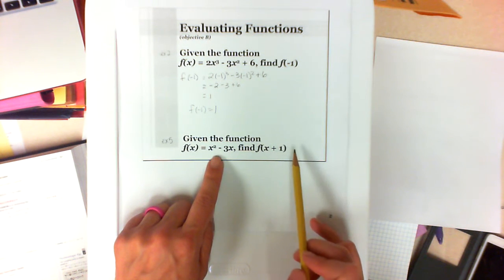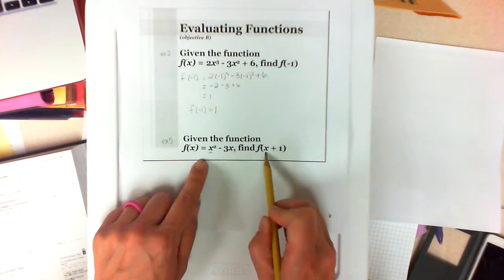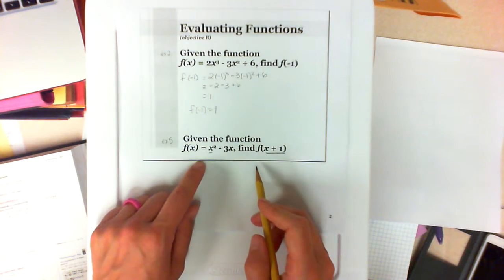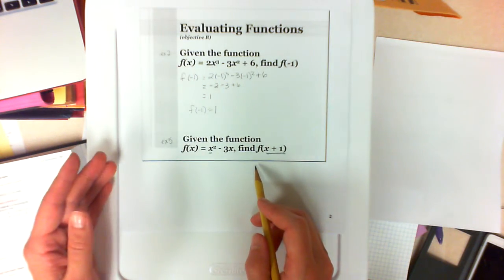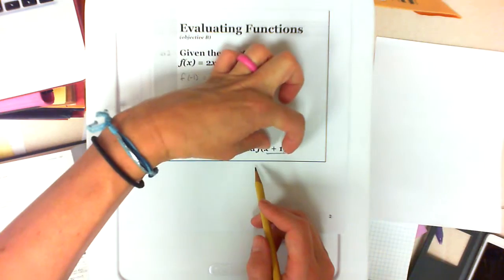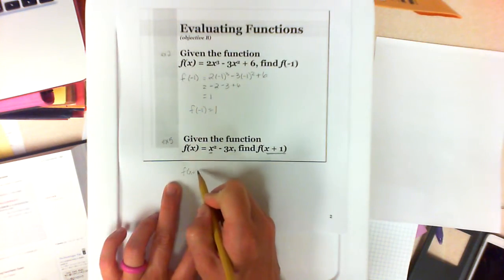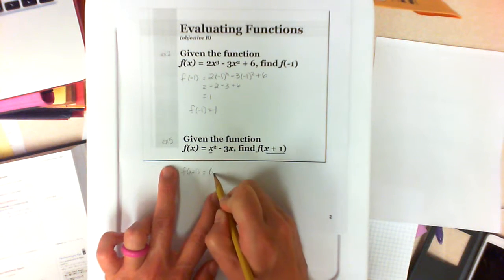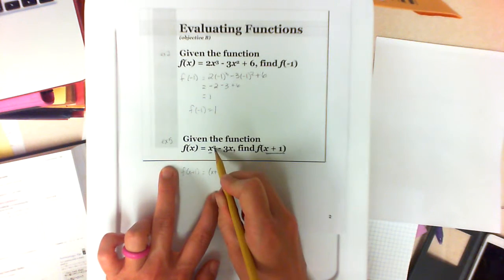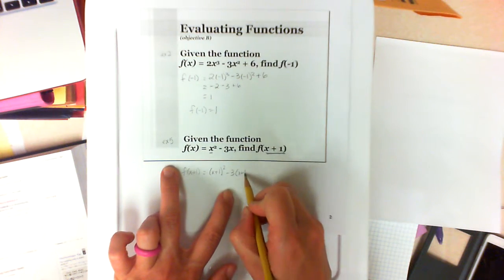So x plus 1 is an expression. We could plug that in. So wherever you see x, we're going to plug in this whole thing, x plus 1. Going back to what your textbook did, if you think of it as like a little space holder, you're going to plug this expression into the space holder. So it's going to be f of x plus 1 is equal to, I'm going to put x plus 1 squared minus 3 times the quantity x plus 1.